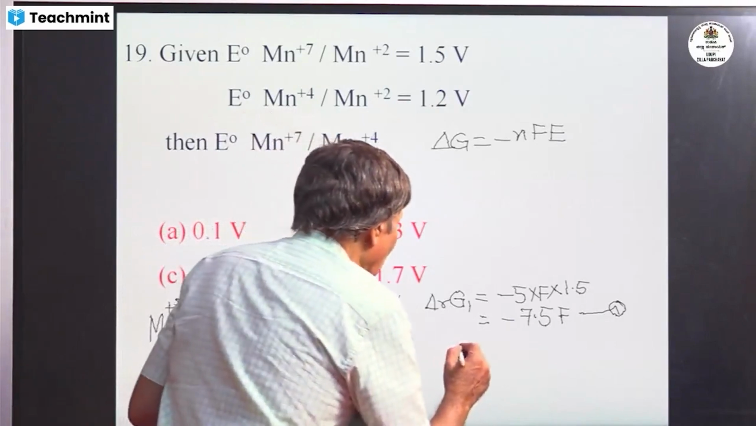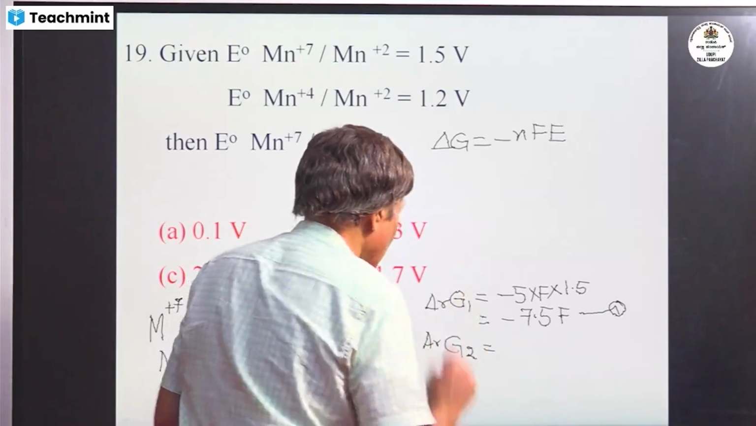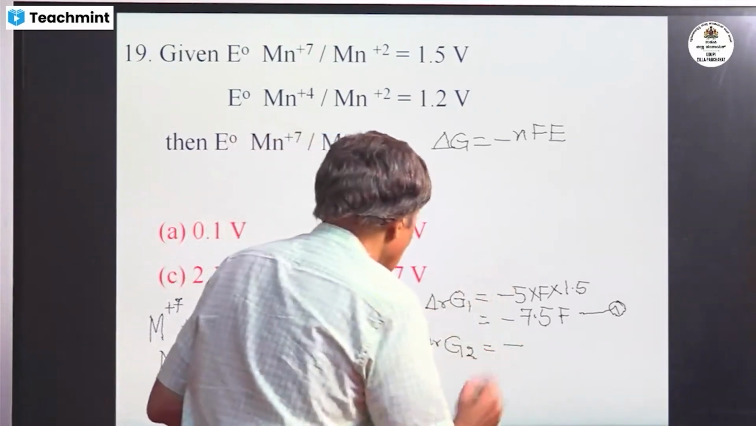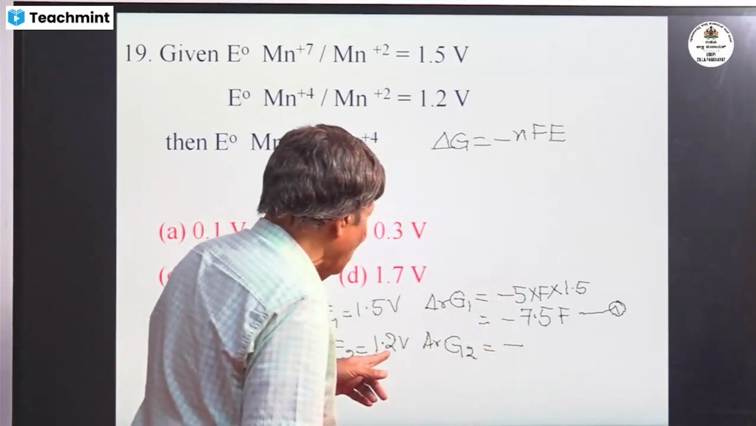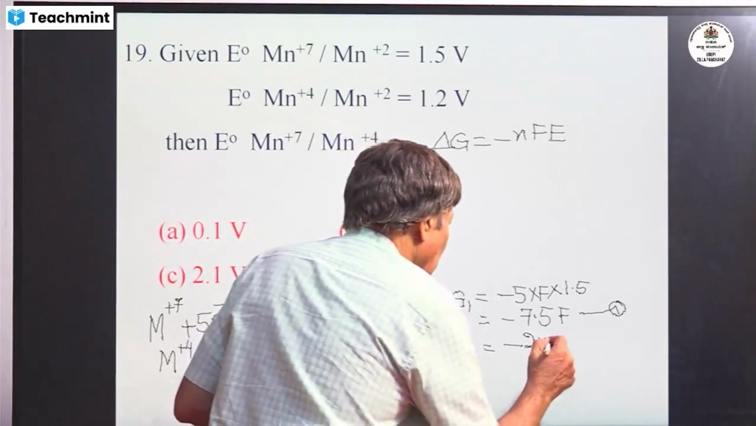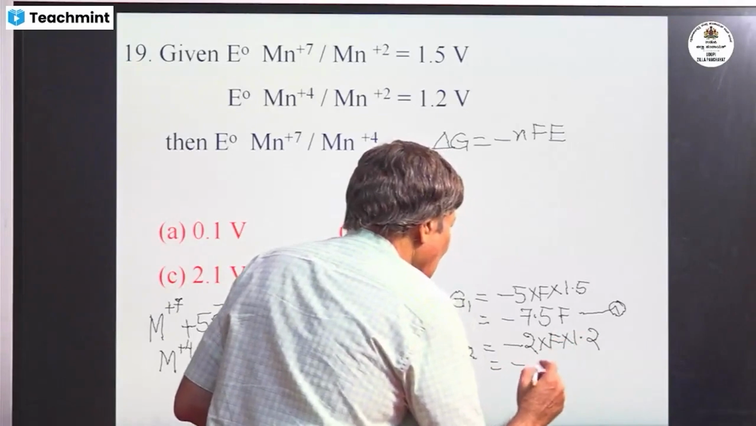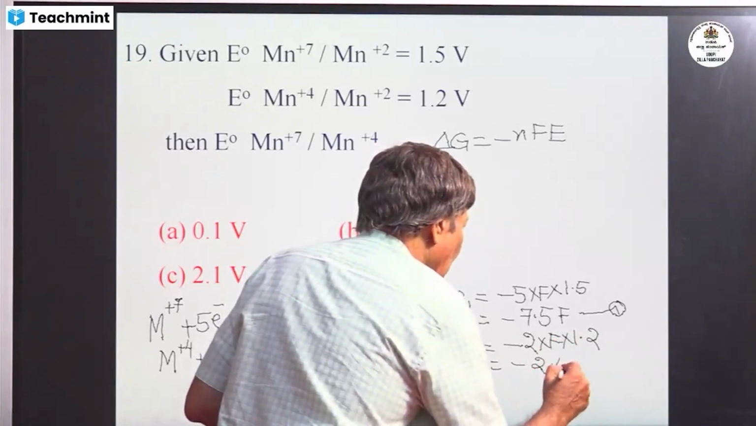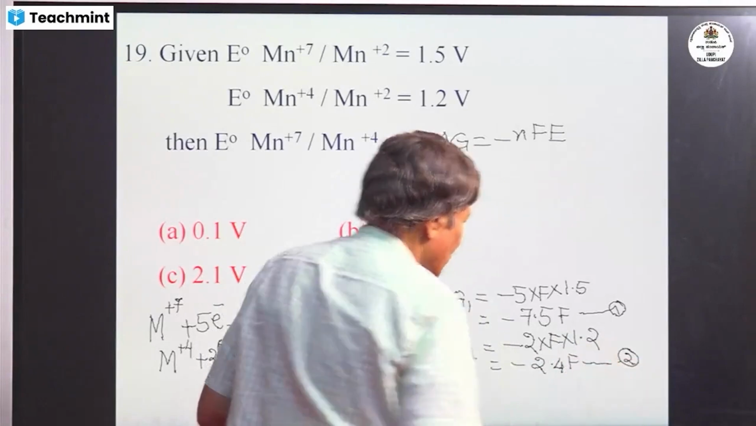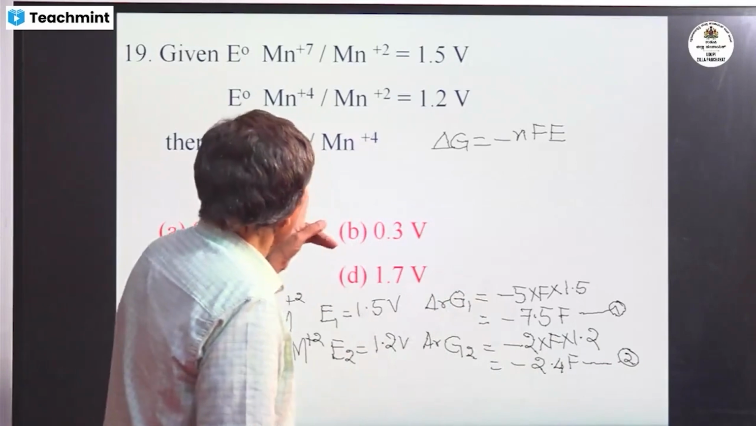So let me find delta G2. Delta G2, same formula: minus 2 into F into 1.2. It is minus 2.4 F. Let it be equation 2. Minus 2.4 F.